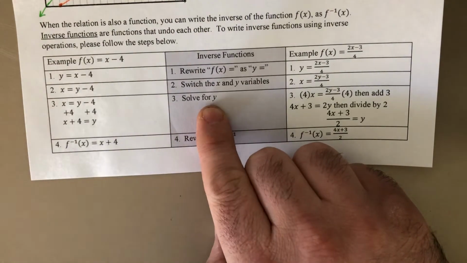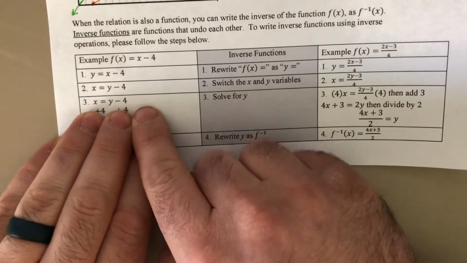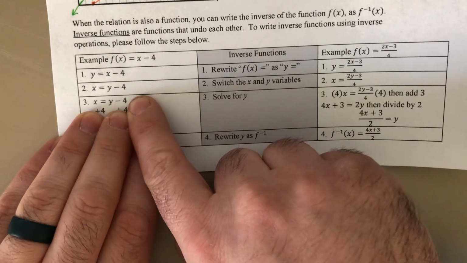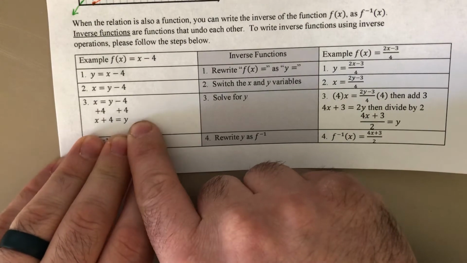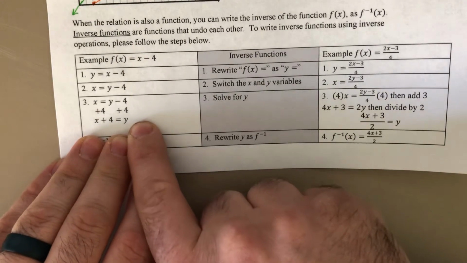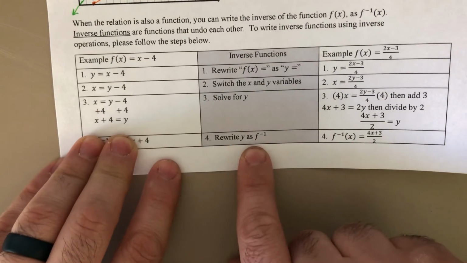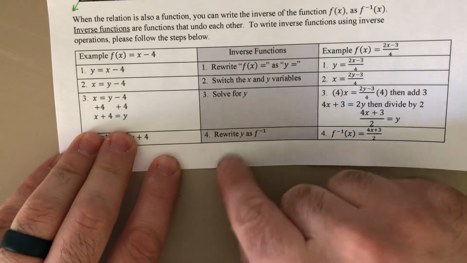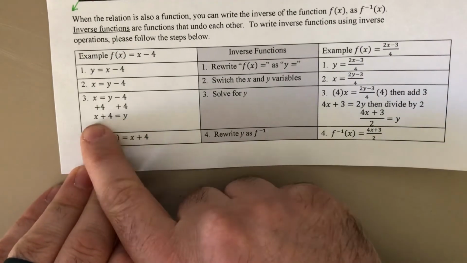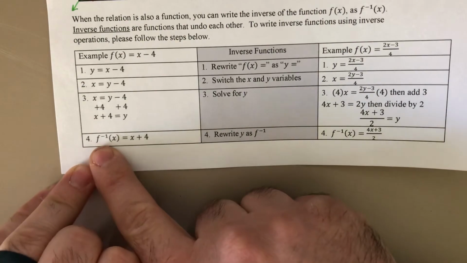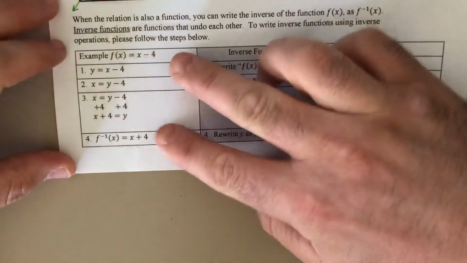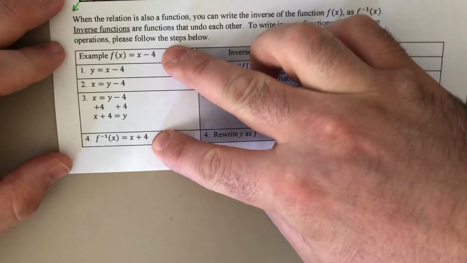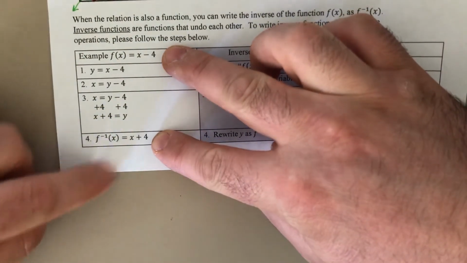So get y alone. Like over here, the very simple linear one, I've got y minus 4. So what do I do to get y alone? I add 4 to both sides. So now I get y equals x plus 4. Now rewrite y as f inverse. So go back to the function notation. So y equals x plus 4 is going to be the inverse of f of x. And so if you look, f of x was x minus 4. Its inverse is x plus 4.